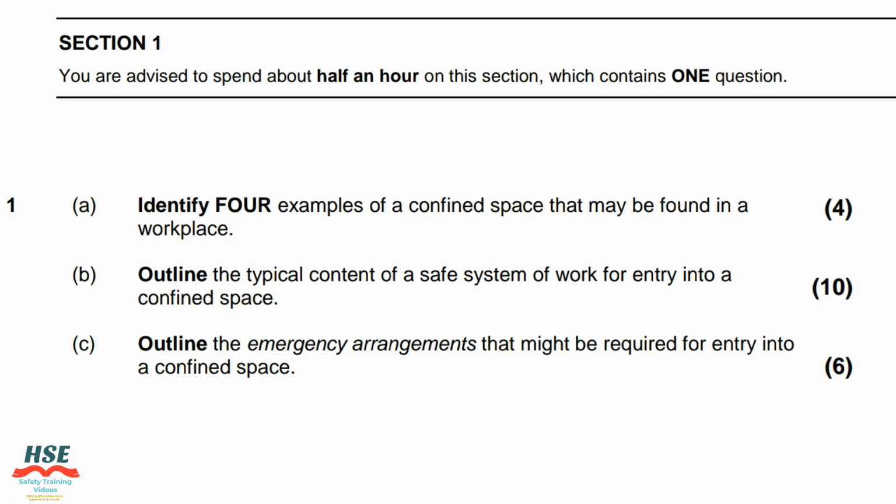Section 1. You are advised to spend about half an hour on this section, which contains one question. 1a. Identify 4 examples of a confined space that may be found in a workplace. 4 marks question. B. Outline the typical content of a safe system of work for entry into a confined space. 10 marks question. C. Outline the emergency arrangements that might be required for entry into a confined space. 6 marks question.